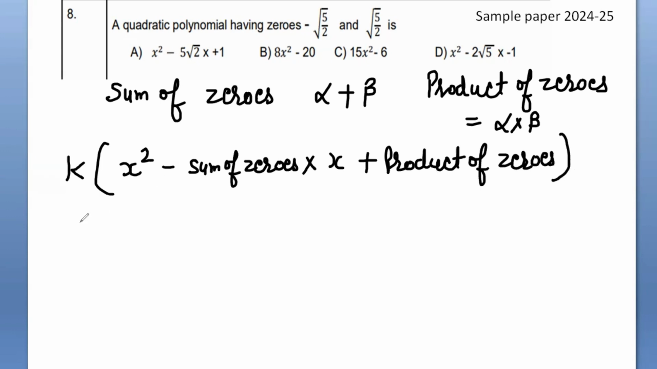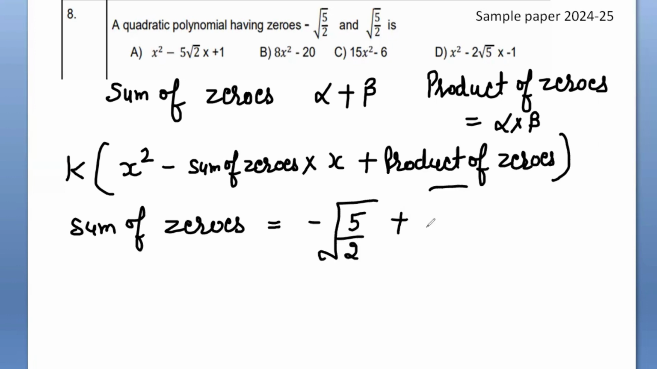So first of all, we need to find the sum of zeros. The sum of zeros is equal to minus root 5 over 2 plus root 5 over 2, which is equal to 0, because one is minus, one is plus, and both values are the same. So minus 1 plus 1 is 0. So minus root 5 over 2 plus root 5 over 2 equals 0.